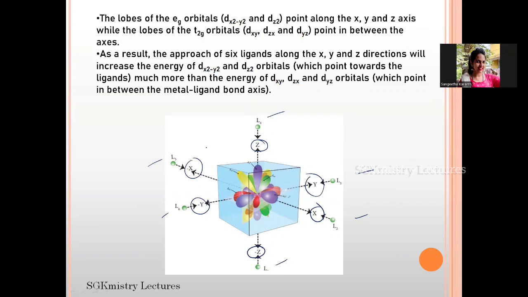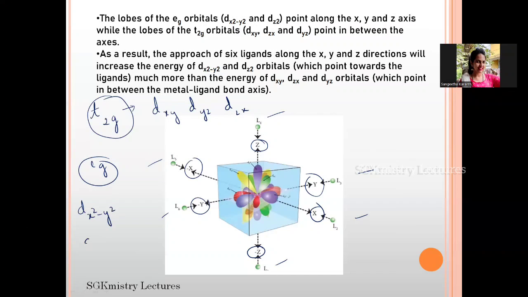Now, in the previous video, I have already explained the arrangement of the d orbitals with respect to these x, y, and z axes. So now we know that t2g orbitals and eg orbitals are the sets of orbitals in the case of octahedral complexes. The t2g set consists of dxy, dyz, and dzx orbitals, whereas the eg set consists of dx square minus y square and dz square orbitals. So this I have already explained in detail.